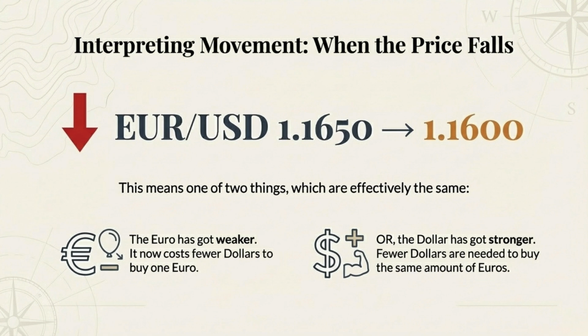A good trader is always asking, am I trading euro strength or am I trading dollar weakness? Or both. Or both. And if the price falls from 1.1650 down to 1.1600, it's the same logic in reverse. Either the euro got weaker or the dollar got stronger.